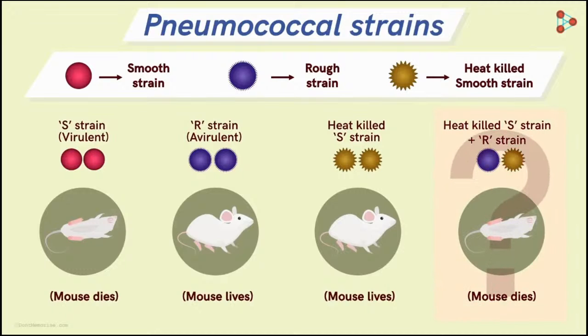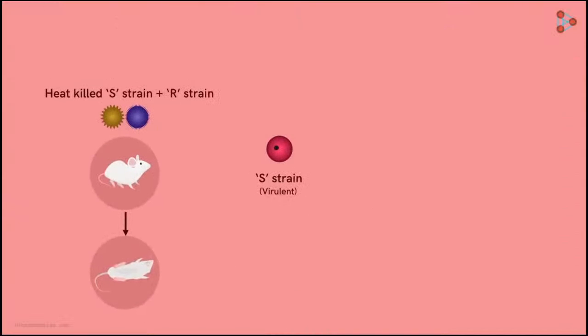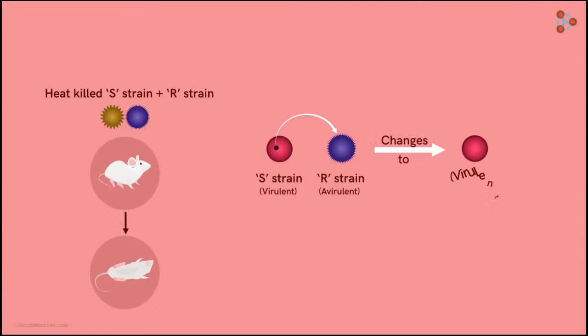How did this happen? And what do you think Griffith concluded? With this, he concluded that there is something from the S strain that was passed on to the R strain, resulting in it turning virulent. Also, do you know what he recovered from the body of the mouse? He recovered live S strain. Surprising, isn't it? This further confirmed that the R strain was transformed into the virulent S strain.